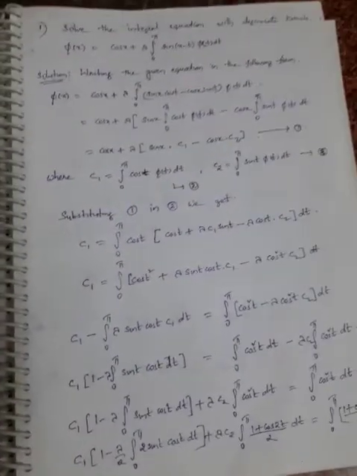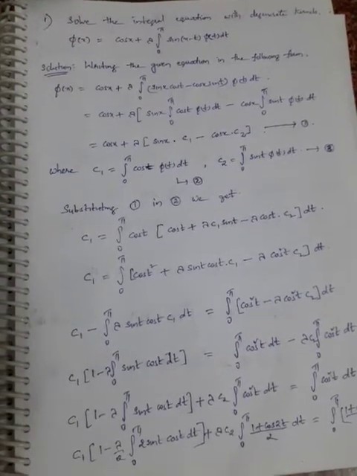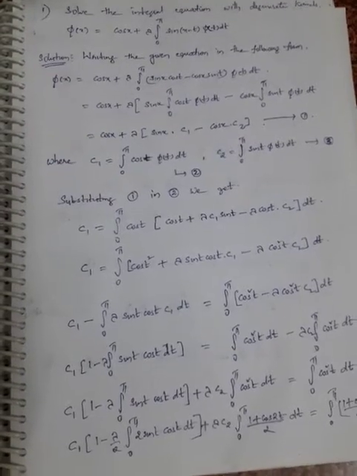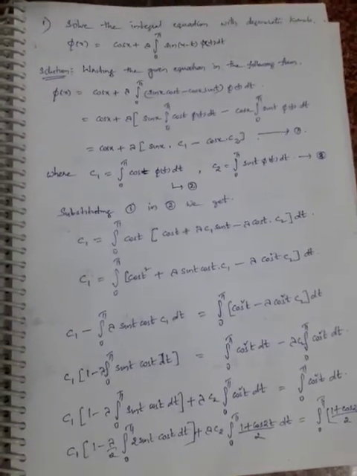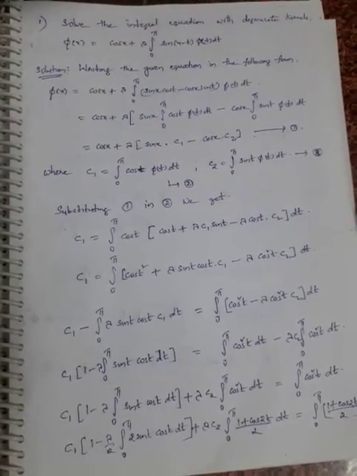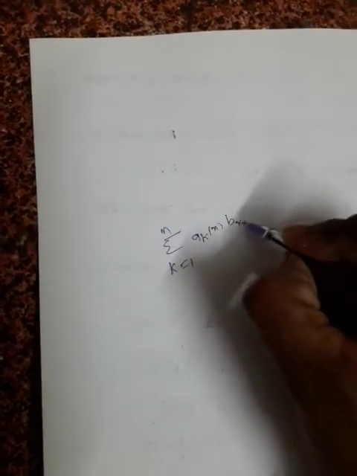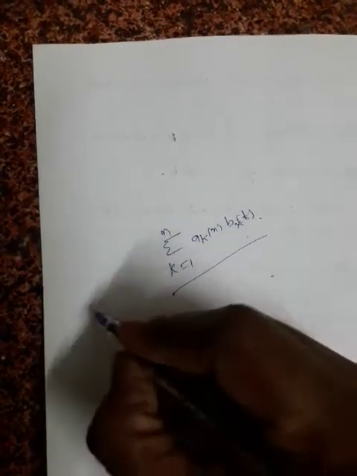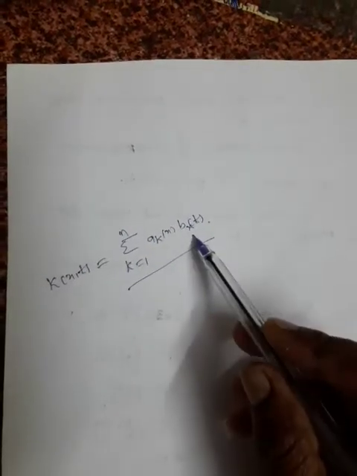Dear students, today we are going to discuss the integral equation with degenerate kernels, and how to solve it. Degenerate kernels are kernels k of x comma t of the form summation k equal to 1 to n, a_k of x and b_k of t. Now this is the kernel such that the integral equation contains a kernel of this form.